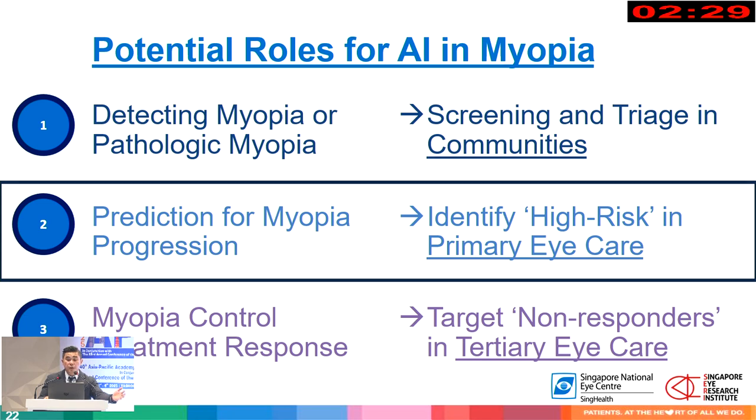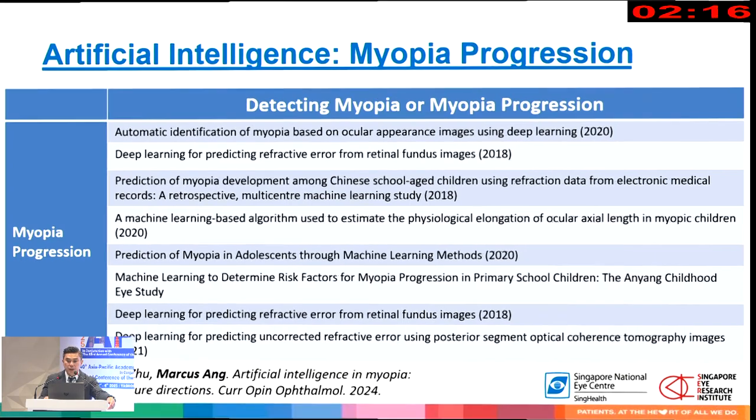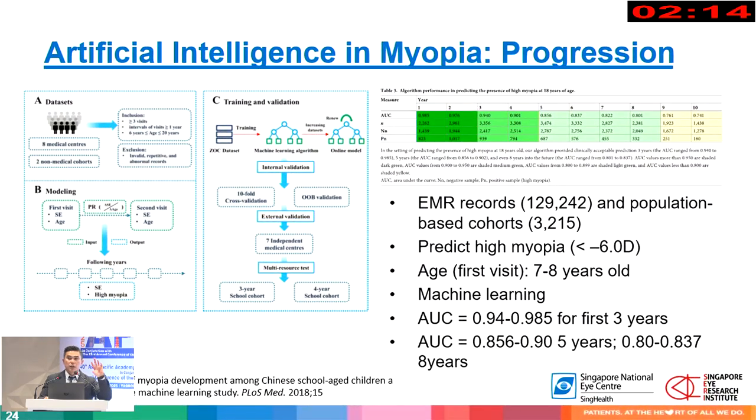So as mentioned before, other than detecting them, we want to know who is at risk of developing either myopia or myopia-related complications. And again, we can see a huge number of research tools and research publications around this area. But I wanted to focus on myopia progression, because myopia progression is something that's very important. As mentioned before, we want to control myopia and prevent it from becoming highly myopic.